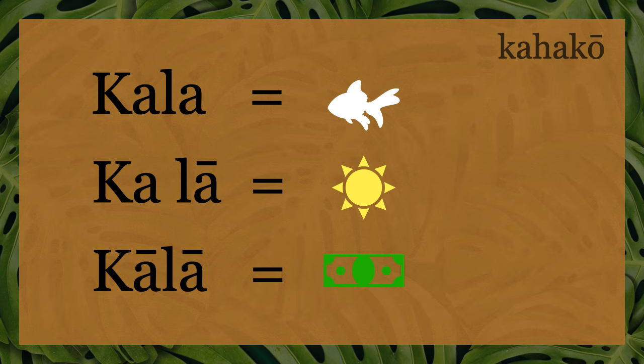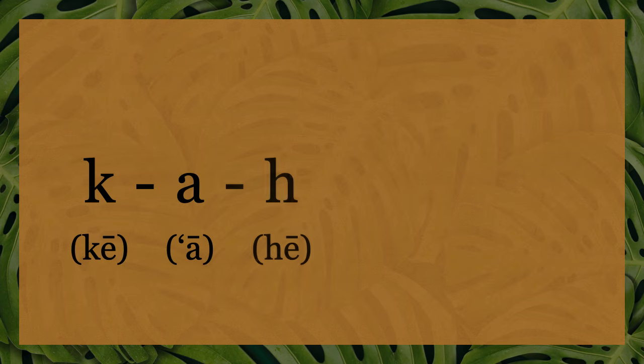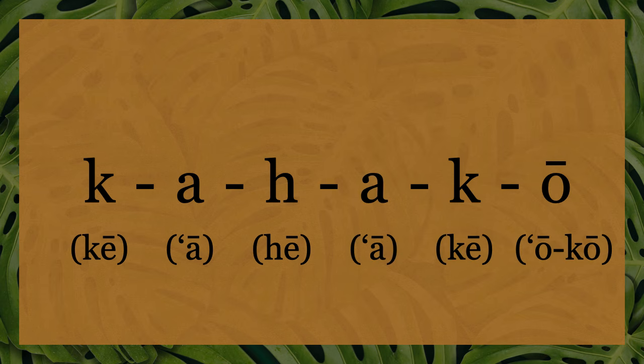And when I spelled out those words, you heard me say, ko. Well, kahakō is often shortened to ko when you're spelling words out loud. So actually, if we're spelling the word kahakō, we would say ke, a, he, a, ke, o, ko.